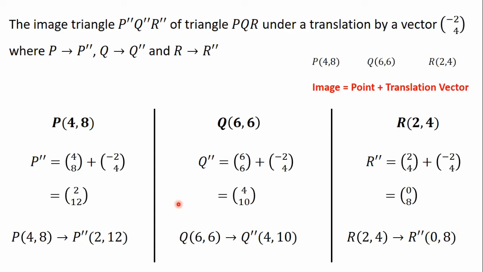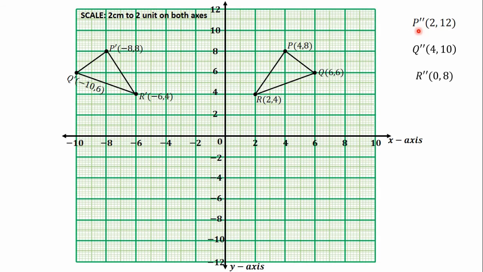We now have the coordinates of the point P'', the coordinates of the point Q'', and the coordinates of the point R''. So we can draw the image triangle P'' Q'' R''. These are the coordinates of P'', Q'', and R''. The coordinates of P'' are (2, 12). So 2 on the x-axis and 12 on the y-axis.